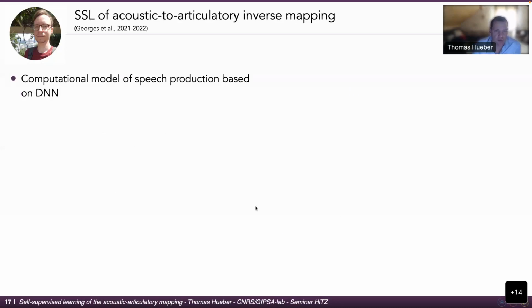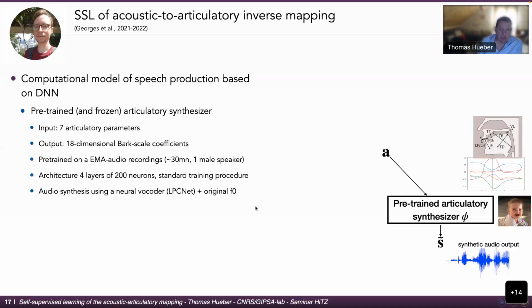So what we are trying to do is replicate this model of speech motor control with deep neural networks. This is what we did. We started by modeling the flesh, so the voice production system. To do that, we took a parallel corpus of articulatory and acoustic data, and we built what we call an articulatory synthesizer.